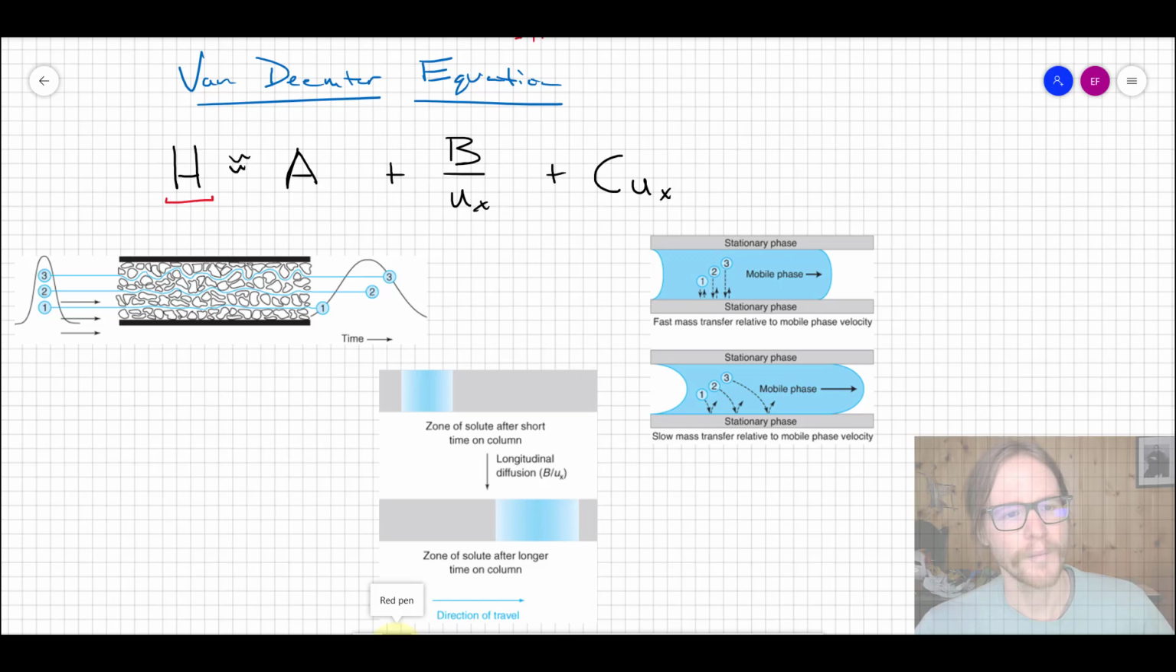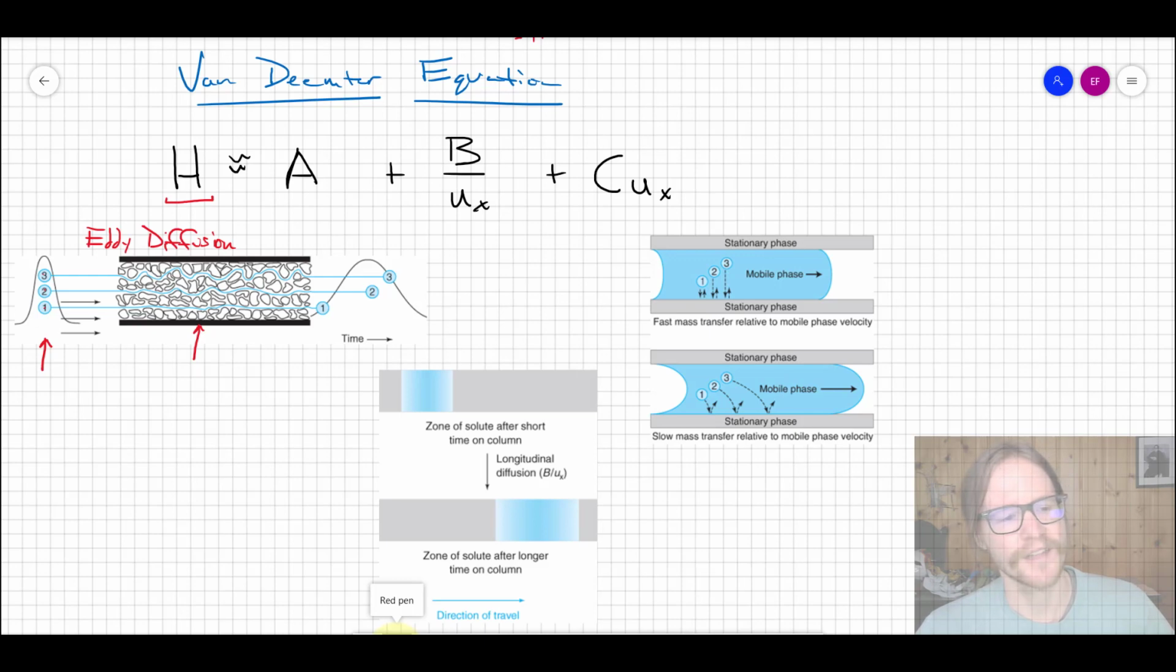So parameter A is this thing that we call eddy diffusion, or some people call it eddy diffusion. Your book or other places may call this multiple paths. And this is a pretty simple one to describe, which just says it's a function of how you pack your column. And so you've got this band that you insert, which is on the far left, and then it's just showing you three possible paths that any component inside that band could have taken and will have taken.